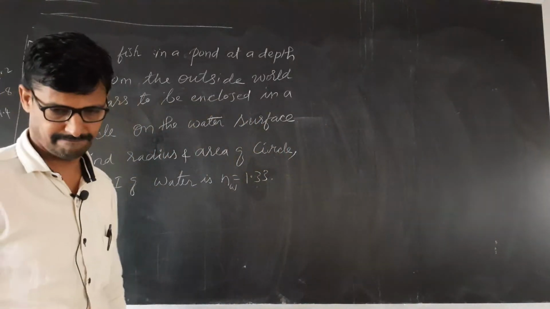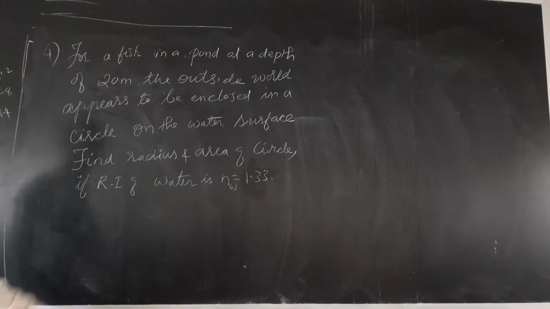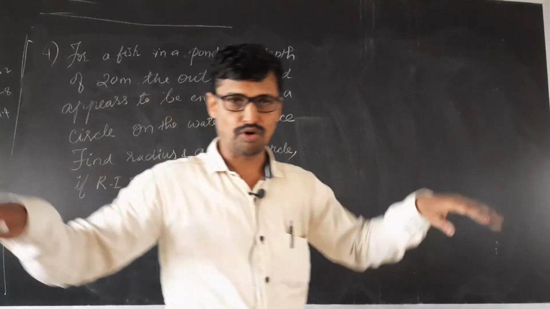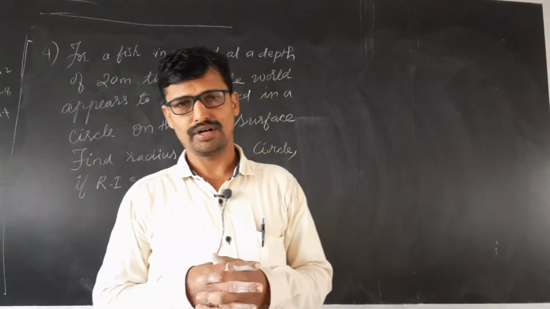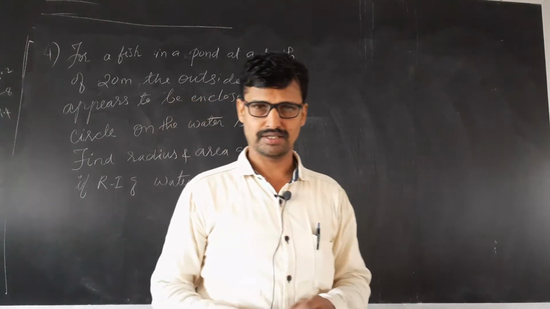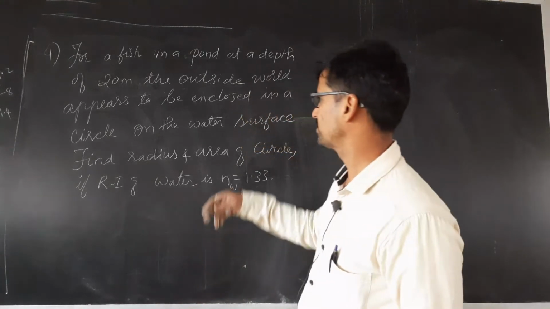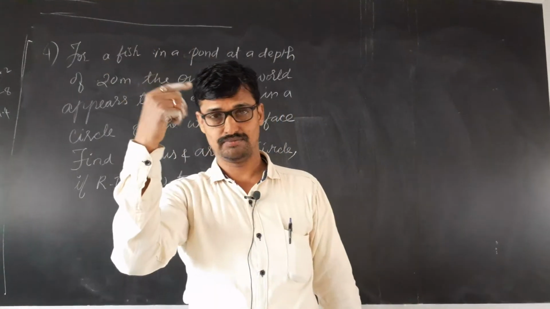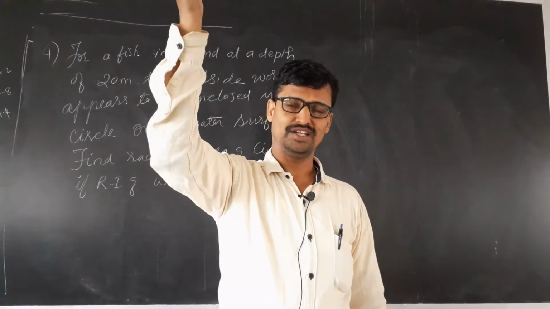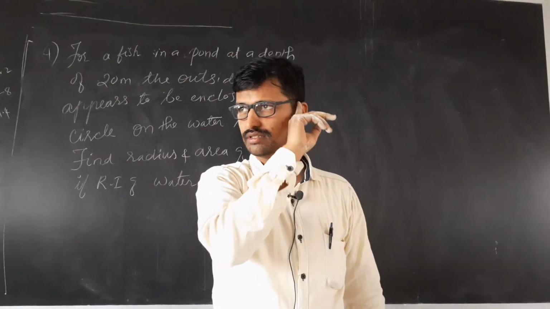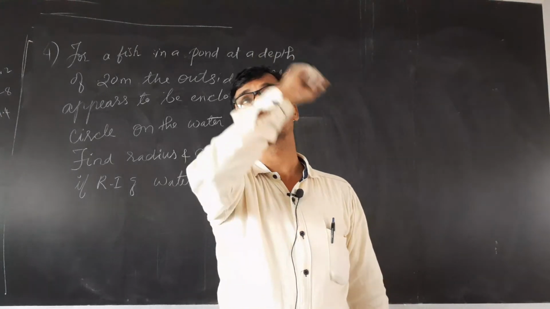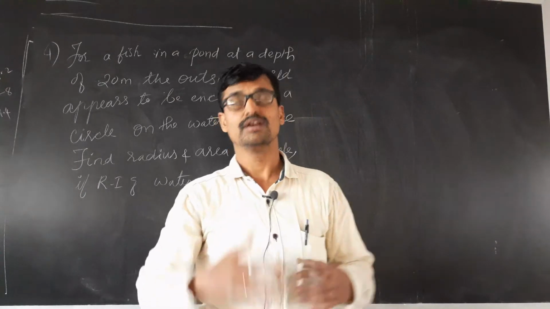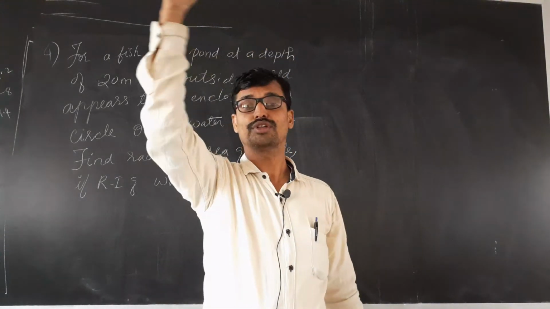Children, a very easy problem is asked. For a fish in a pond, means water. In a pond, a fish is present at a depth of 20 meters. The outside world, means a bird or the sky or anything you take, appears to be enclosed within a circle. Why that circle? Very simple explanation. They are asking, what is the radius of the circle formed on the water surface?